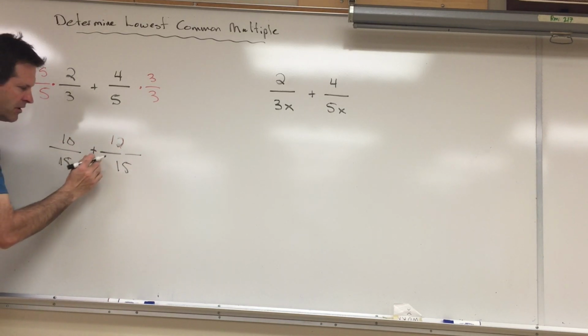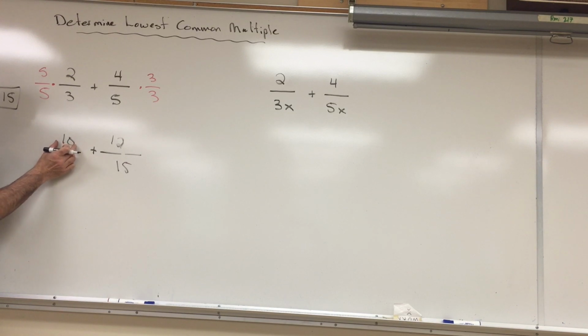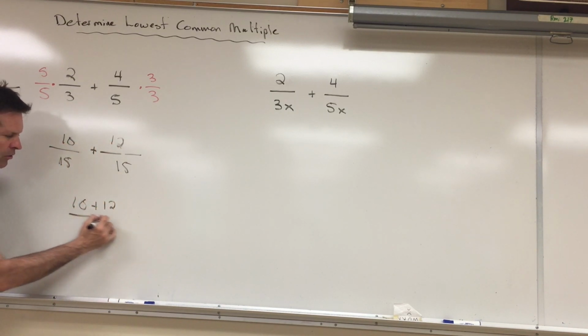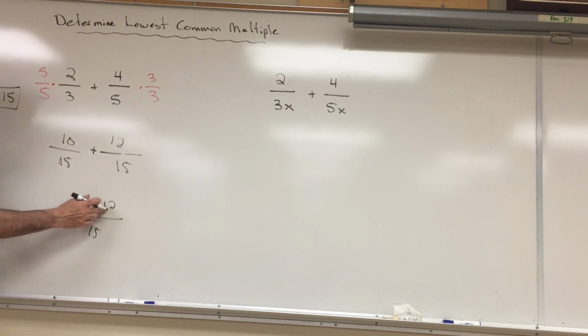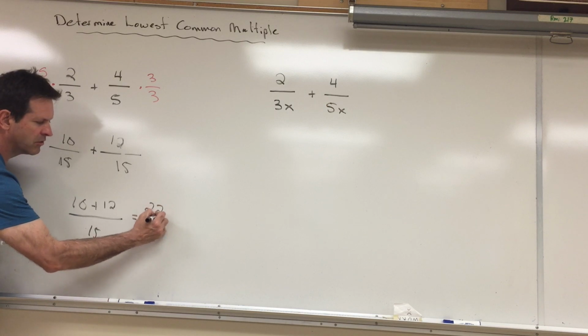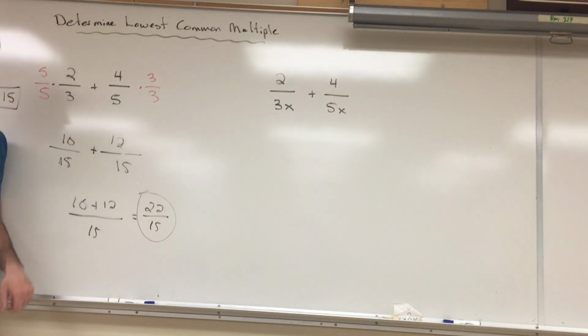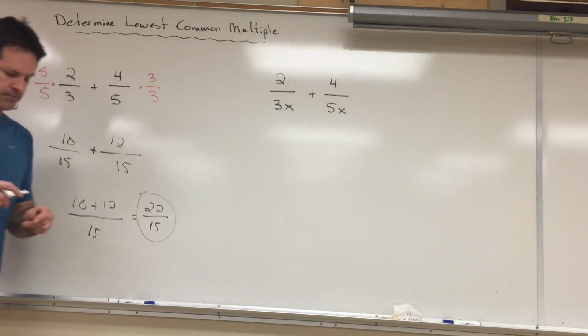Now that we have common denominators, if you recall adding fractions, add the numerators, 10 plus 12, all over the one denominator. What's 10 plus 12? That's 22. 22 over 15. We've added the two fractions together. Can we reduce this fraction? Nope, that's as far as it goes.